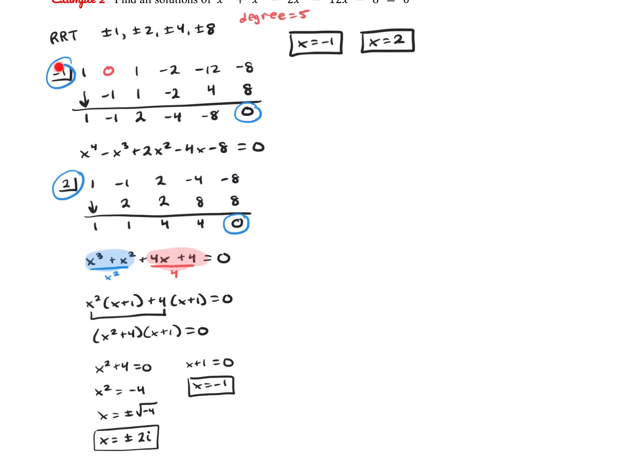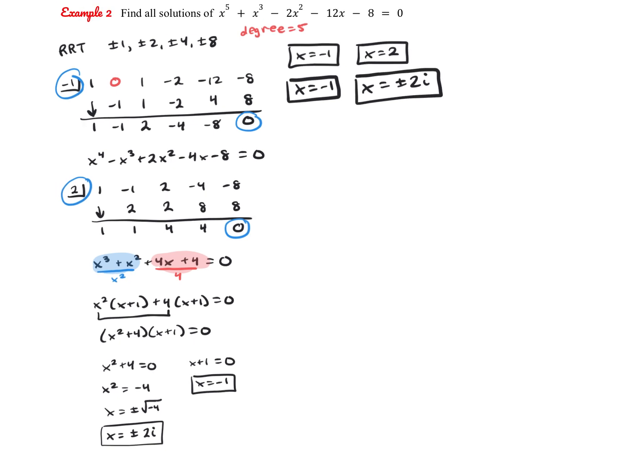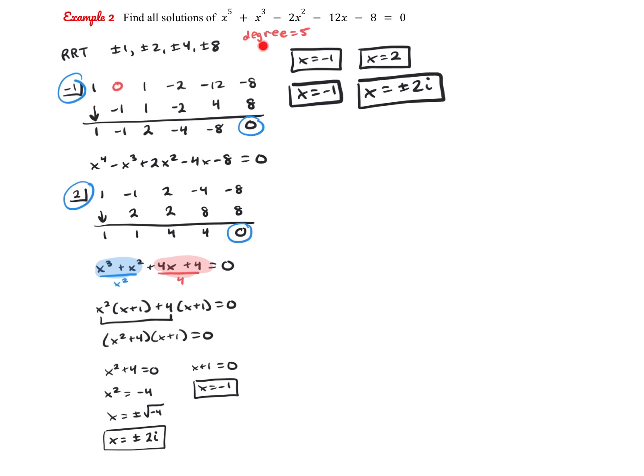So we already had negative 1 here. We have another negative 1, so I'm going to list it again. So it has a multiplicity of 2, and then we have 2, and then we have x equals plus or minus 2i. So again, even if you get the same solution twice, we got negative 1 here and negative 1 here, we count it as two separate solutions to make sure that the number of solutions adds up to our degree. So we have 1, 2, 3, 4, 5. So there you go. So we can use that fundamental theorem of algebra to make sure that we have all of our solutions.